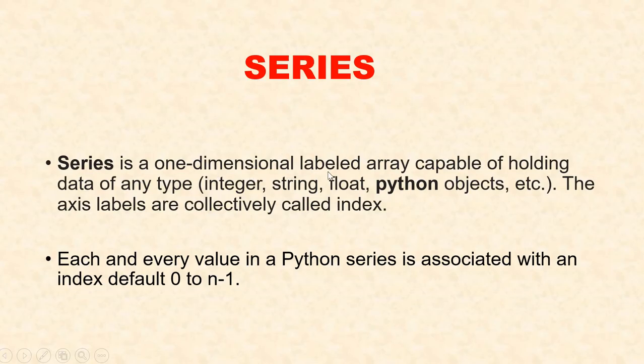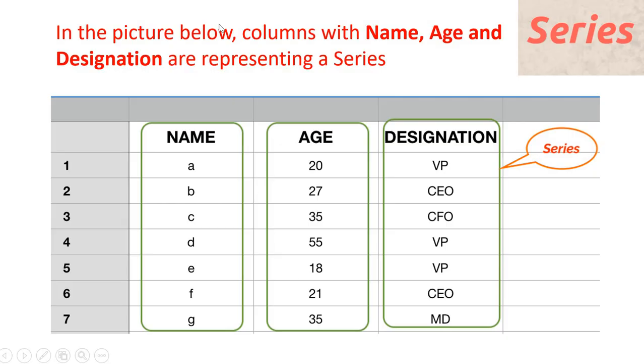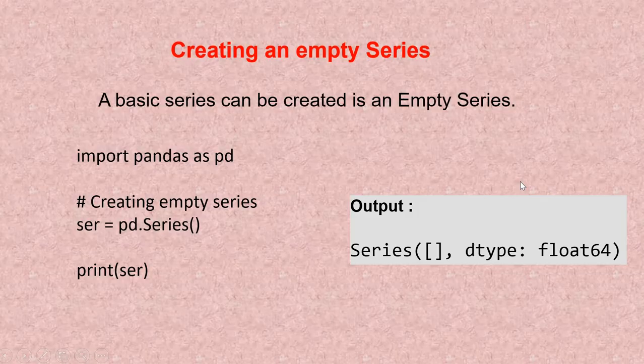Series is a one-dimensional labeled array capable of holding data of any type: integer, string, float, Python objects, etc. The axis labels are collectively called the index. Each and every value in a Python series is associated with an index, default 0 to n minus 1. Default value is 0. Now in this picture, you can see there are a few columns: name, age and designation. These are representing a series.